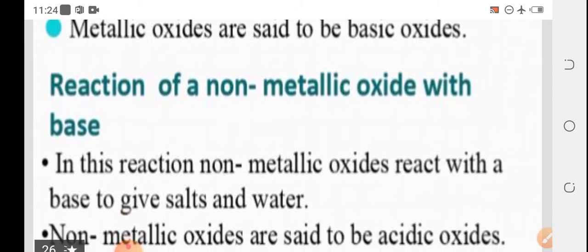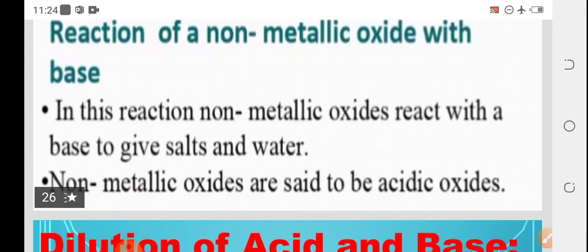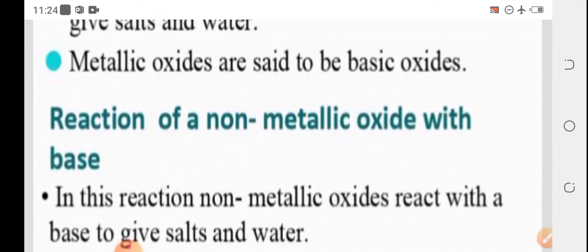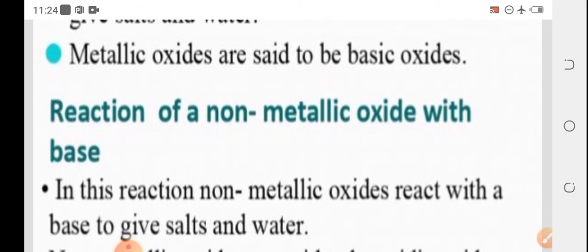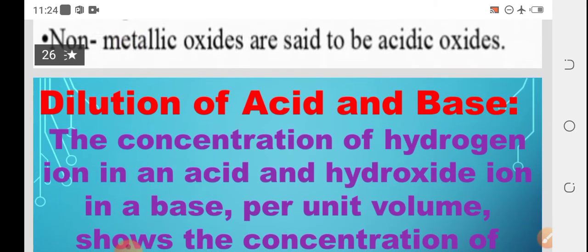The reaction of a non-metallic oxide with a base. What happens when a non-metallic oxide reacts with a base? In this reaction, a non-metallic oxide reacts with a base to give salt and water. Now you can see here salt and water, just like a neutralization. So we can say that non-metallic oxides are acidic oxides. Remember, metallic oxides are basic oxides.